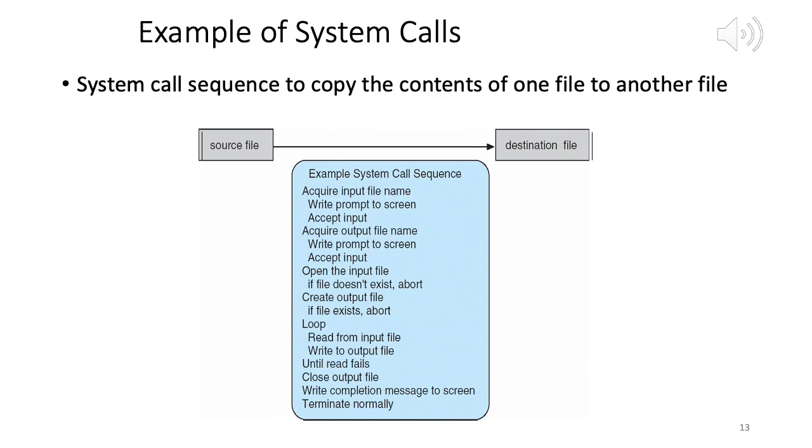Then close the output file, write a completion message to the screen, and terminate normally. So you can see even a simple copy operation interacts with the operating system very heavily. Each of these is a system call. Even a simple OS service like copy is accomplished using a significant number of system calls. Okay.